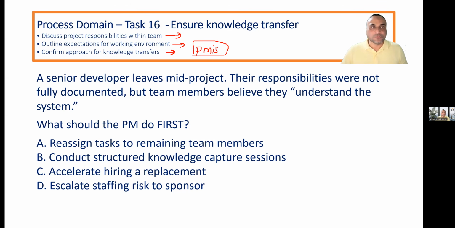Let's go and solve the question related to this. A senior developer leaves mid-project. Their responsibilities were not fully documented, but team members believe they understand the system. What should the PM do first? Reassign tasks to remaining team members, conduct structured knowledge capture sessions, accelerate hiring a replacement, escalate staffing risk to sponsor.